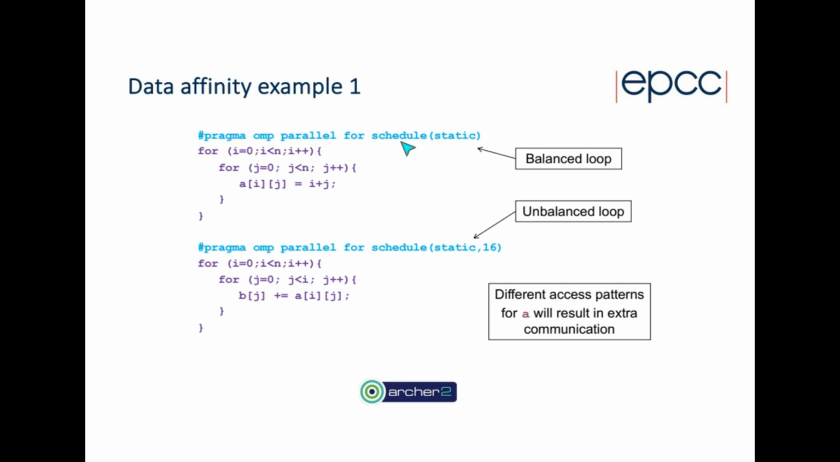However, we're now in the situation where, for pretty much every element of A, because of the different loop schedules, the thread which writes A[I][J] here is a different thread from the one that reads it here. So we are likely to get a lot of cache misses when we come to do this access here, because the data affinity is not good.